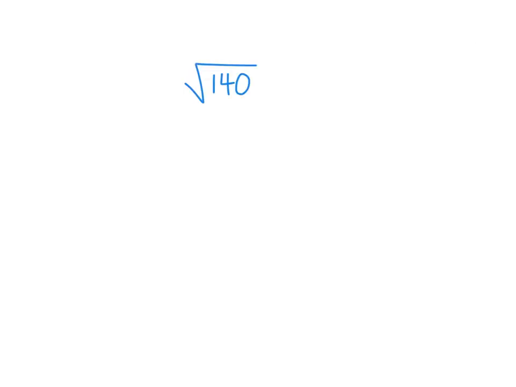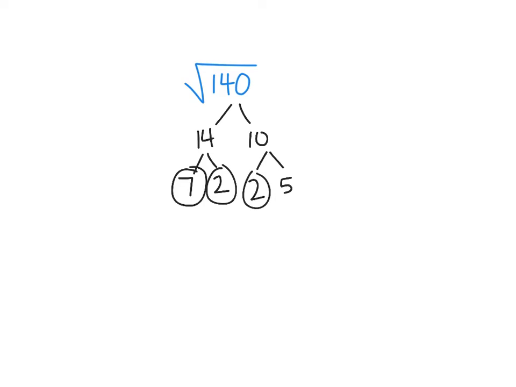Okay, let me show you one more of those again in case you like this method. So 140, I can just start with anything that goes into 140. I'm going to go 14 times 10. You do not have to pick the same numbers as me. So 14, I can break that down into 7 times 2. 7 is prime, so is 2. 10, that's 2 times 5. Okay, so now this is the same as writing the square root of 2 times 2 times 5 times 7.